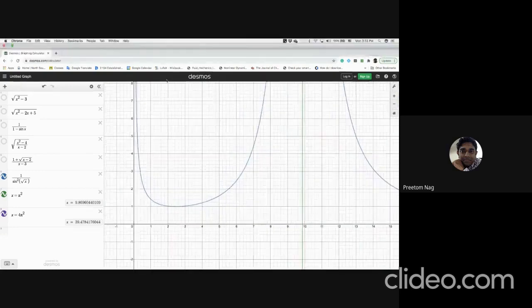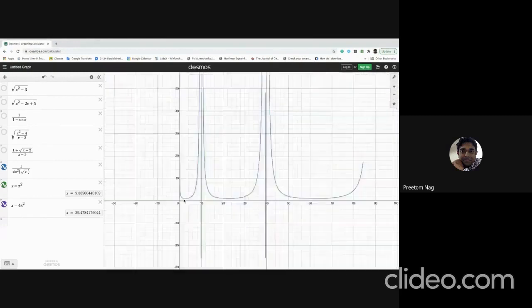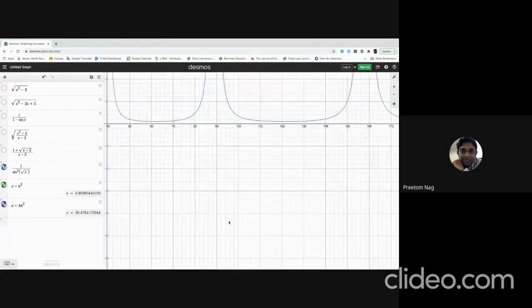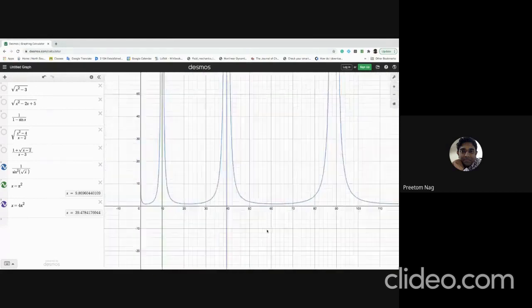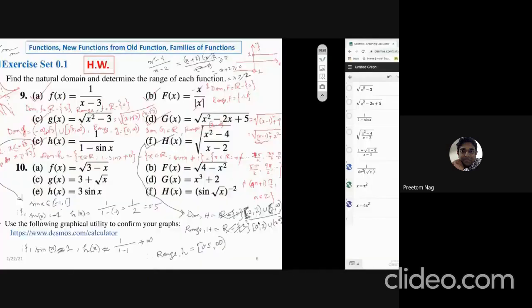1 to infinity চলে যাচ্ছে. Okay, so minimum value is one of the graph, and maximum value is basically infinity. If you look at here, it sometimes helps us a lot to understand the graph and then find out the domain and range.